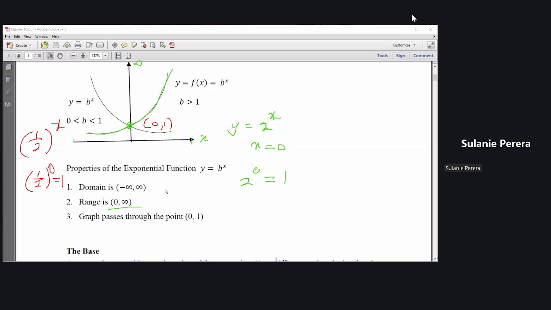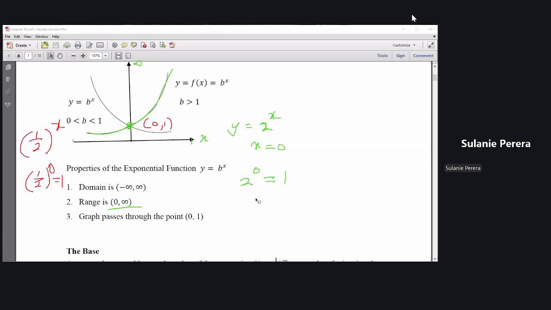These are the properties. Again, x ranges from minus infinity to infinity, that is the domain. Y is from 0 to positive infinity. It does not cross the x-axis or go below it. And this graph always passes through the point (0, 1) because it is an exponential function. If you plug in x equals 0, you get y equals 1.